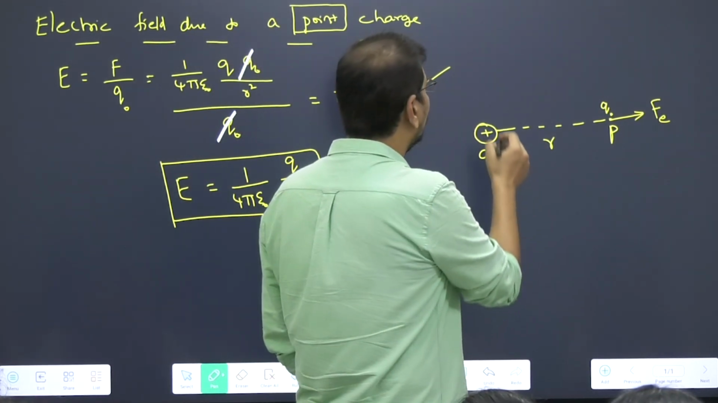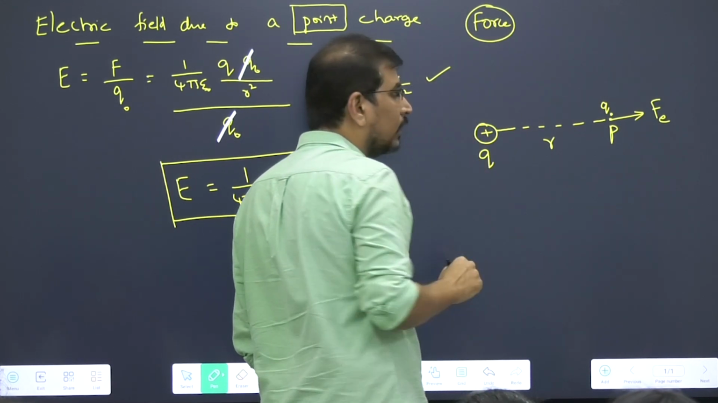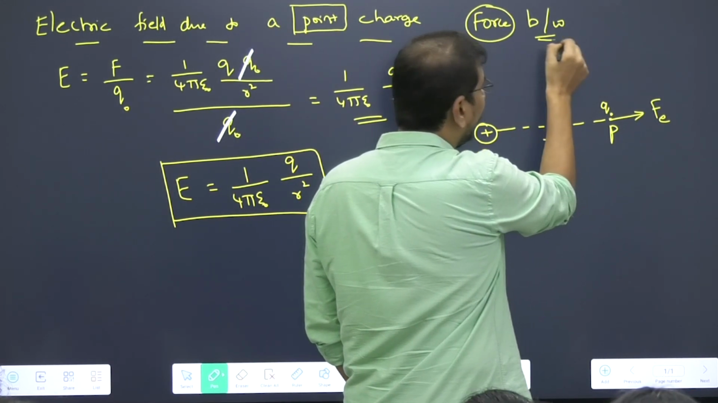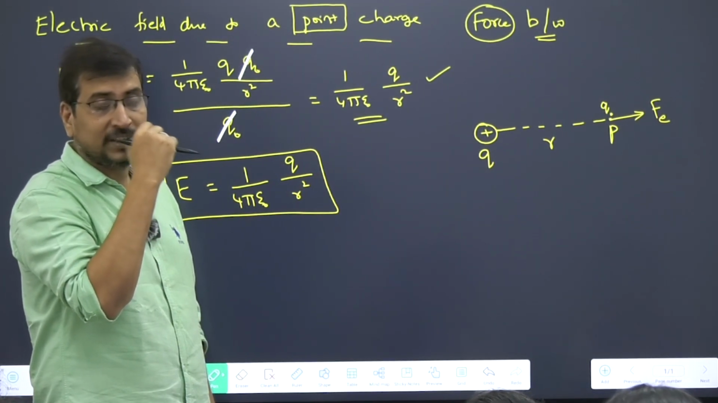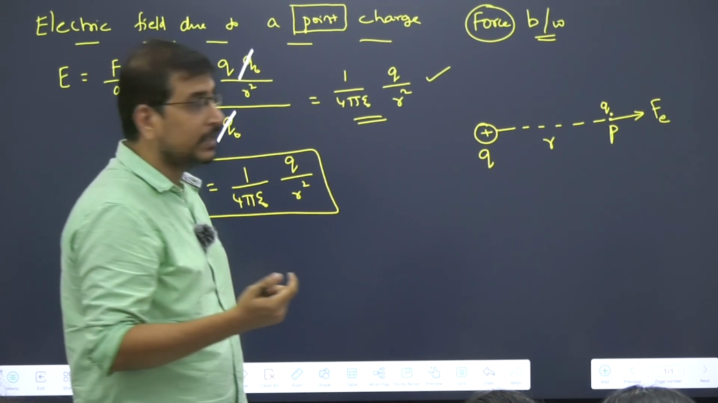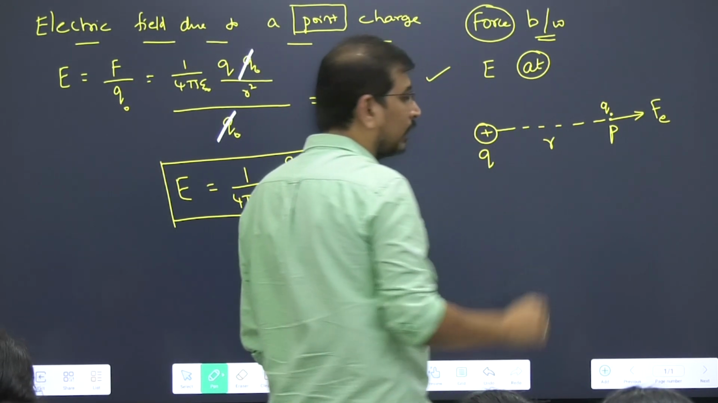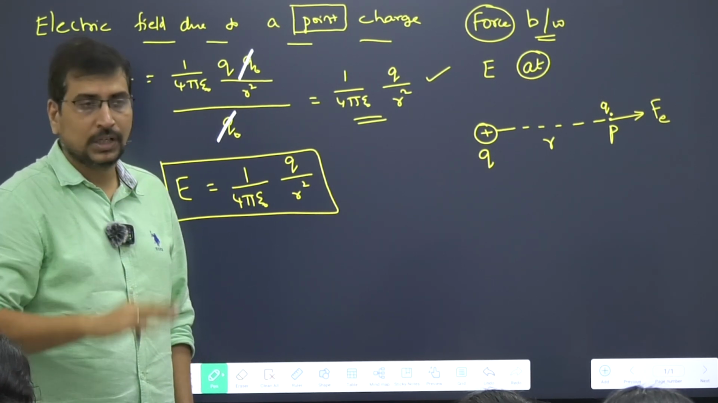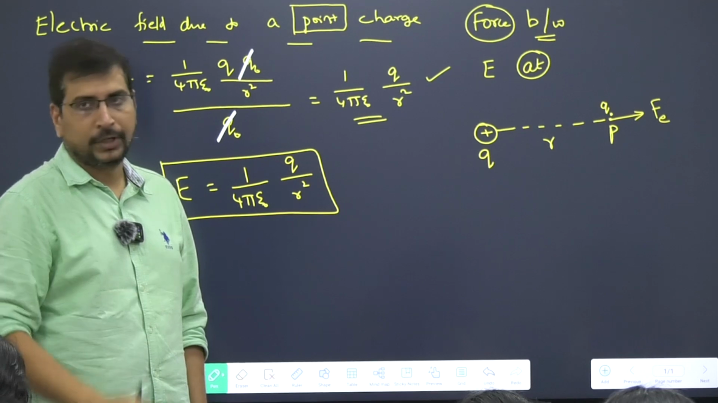In that situation, if they ask you to calculate the force, they'll ask a question like, what is the force between two charges? Whereas when they ask you a question related to electric field, they always use the words, what is the electric field at a point? There is no meaning to asking what is the electric field between two charges. It doesn't make sense. Electric field is always calculated at a point.